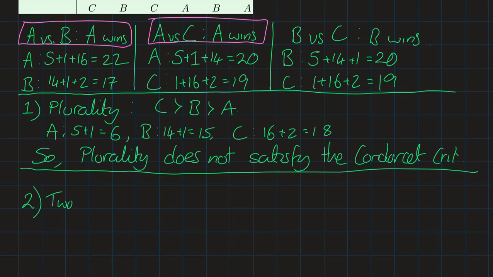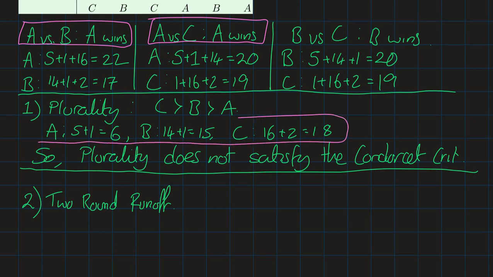How about the 2-round runoff? Okay. So in the 2-round runoff voting system, remember, you first consider how many top preference votes everyone has, and then you eliminate every alternative apart from the top 2. Well, we've already worked out how many top preference votes everyone has right here. So this saves us a bit of time.